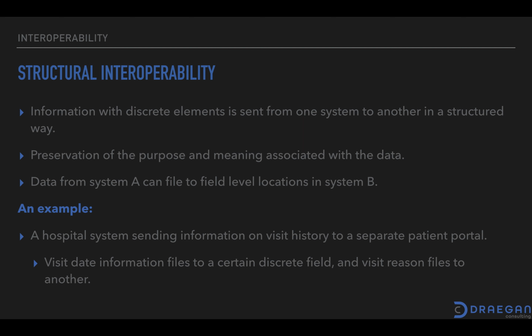An example of this would be a hospital system, so an EHR, sending information on visit history, so patient arrivals, outpatient visits, inpatient stays, over to a patient portal, so you can see all of the places that visits have been. In this particular case, the visit date information is going to file across to a certain discrete field, and the visit reason is going to file across to another. So this would give a general ability in the receiving system of things like sorting by date.